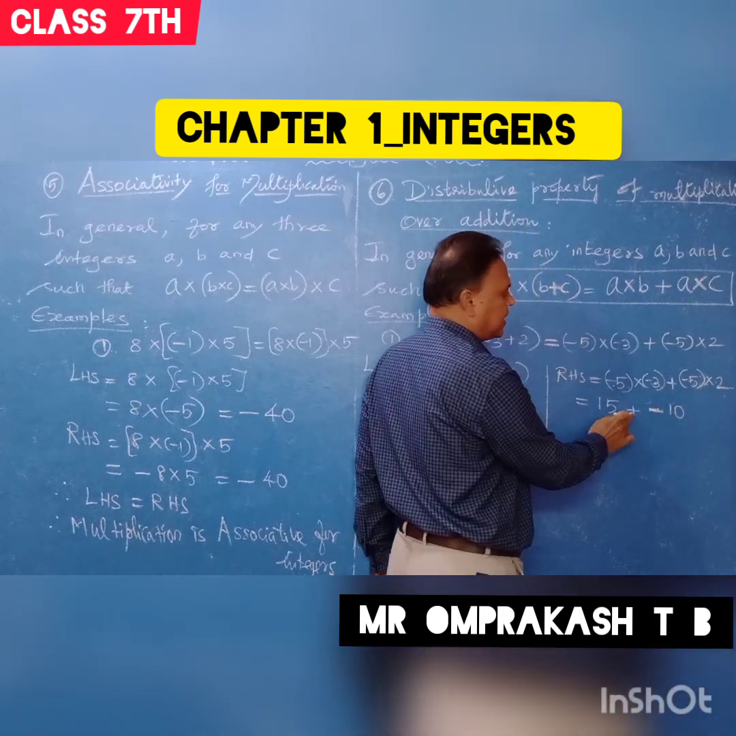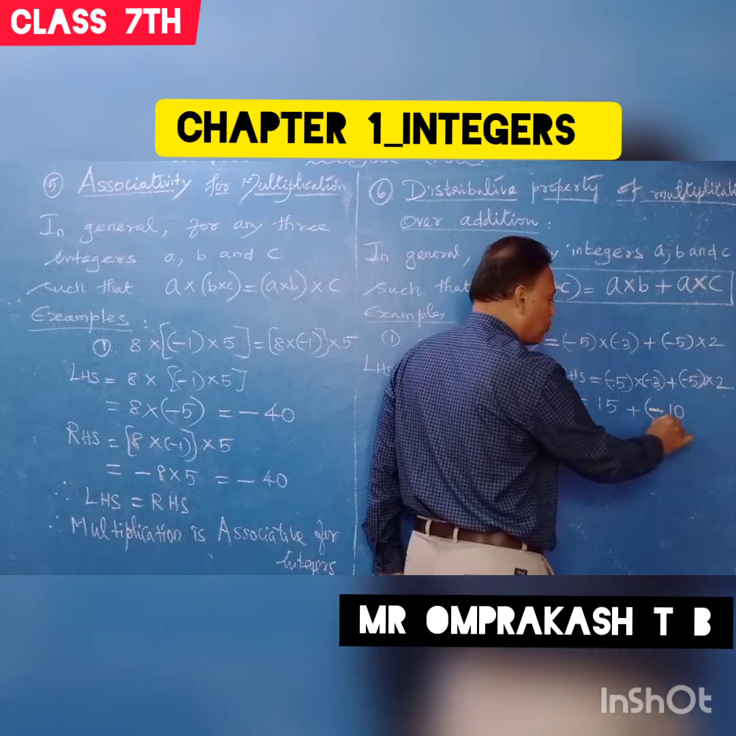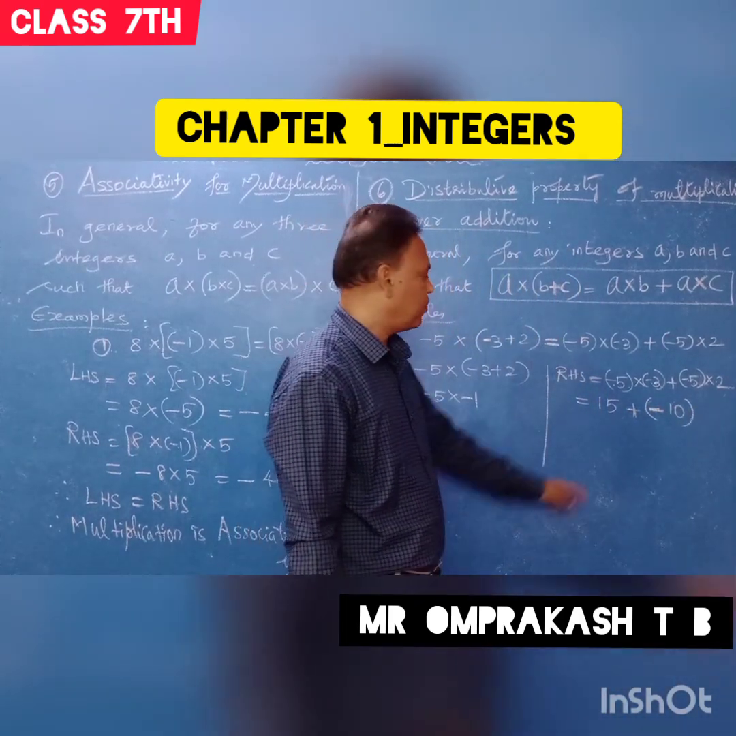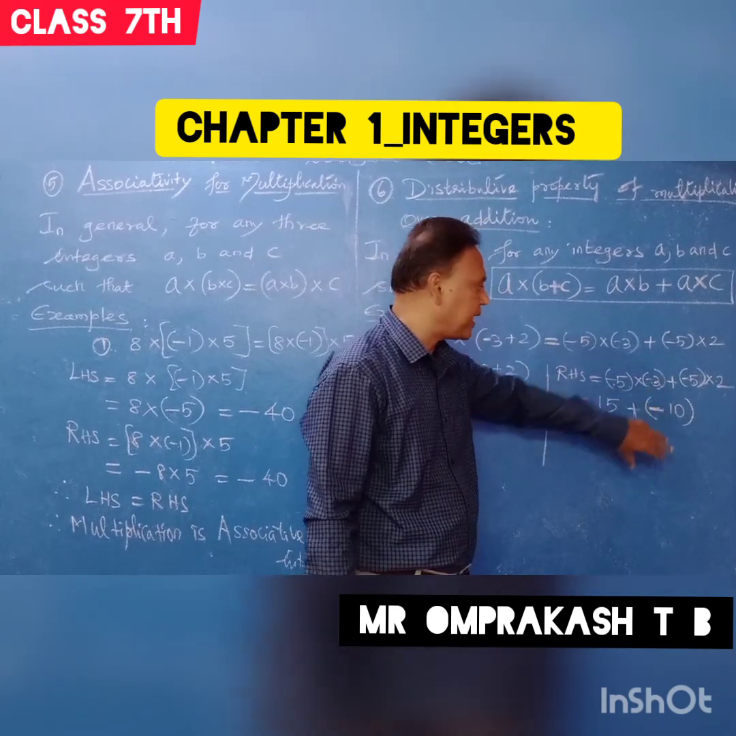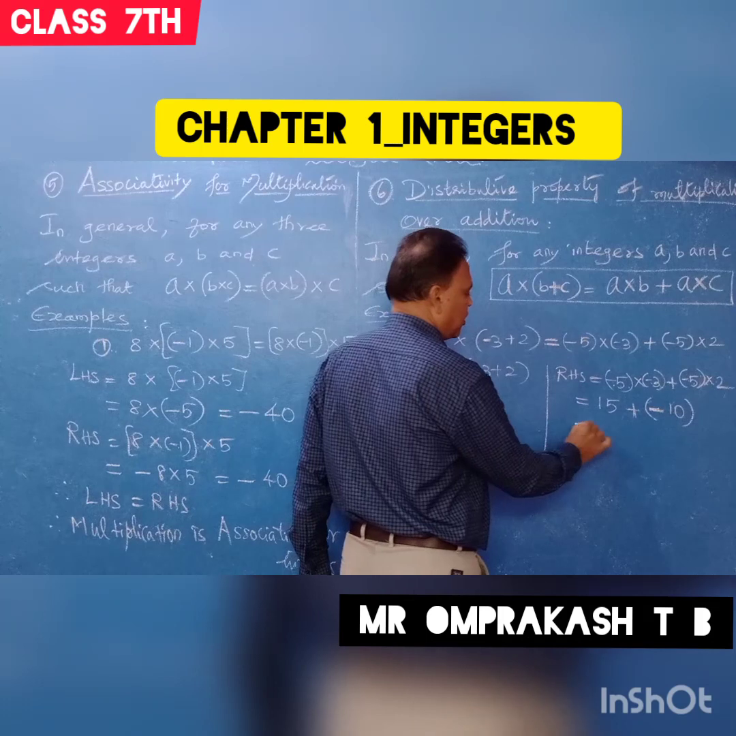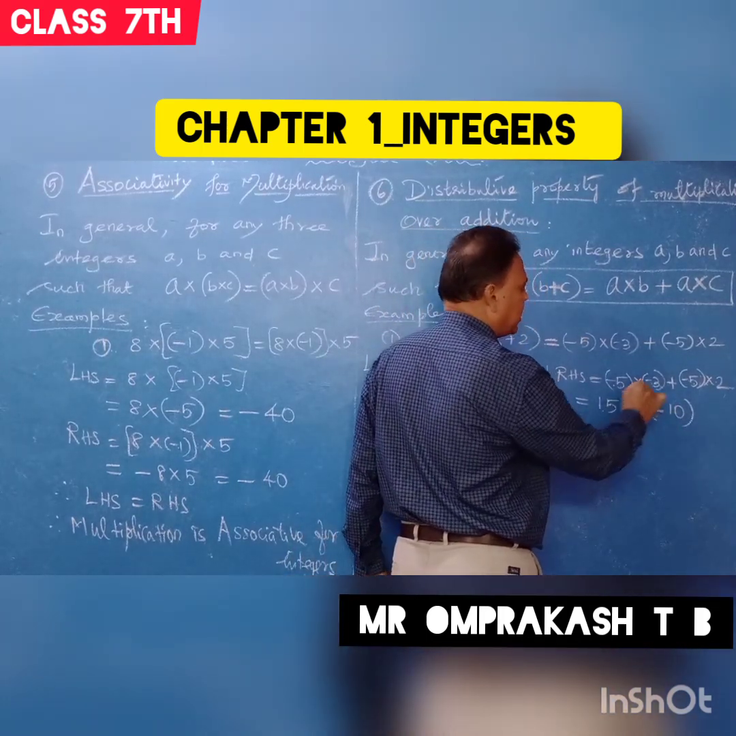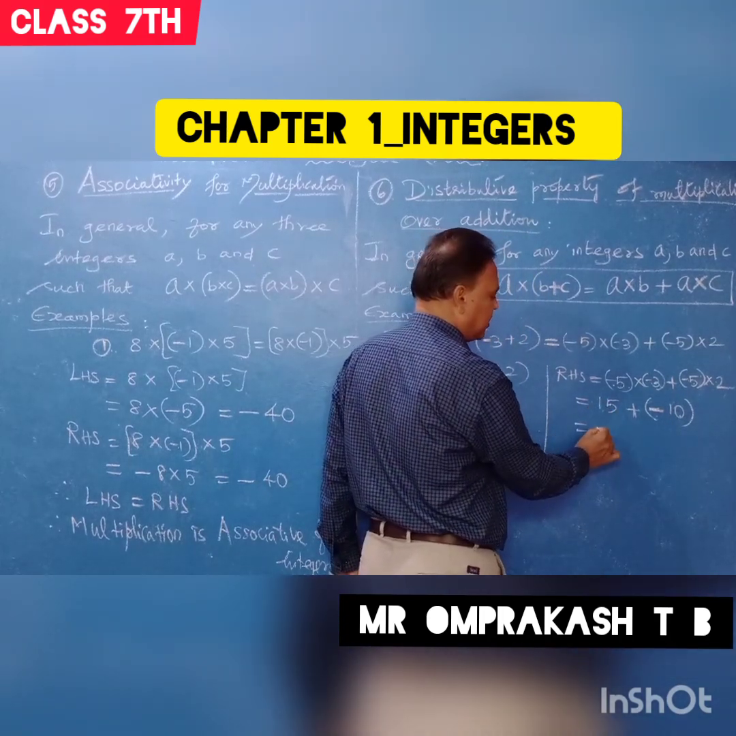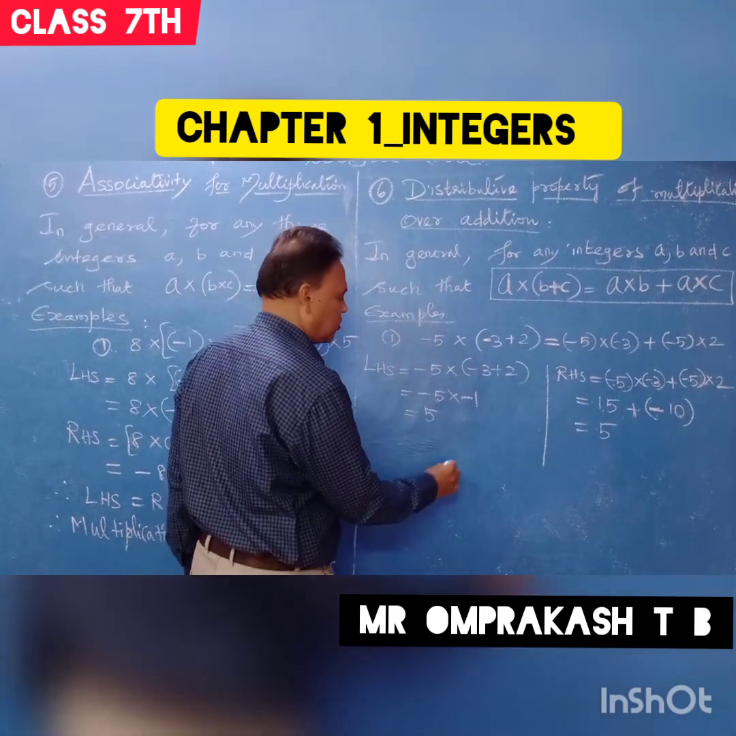Always see here, one symbol is already written. So next to a negative symbol, if you write another, you have to put a bracket. You should not write two symbols continuously. Clear? If you put plus and again write a minus number, put it in a bracket. That is very important. Now one is plus, one is minus, which means subtract. 15 minus 10 is 5, and put the sign of the biggest number, plus, so 5. Therefore LHS equals RHS.